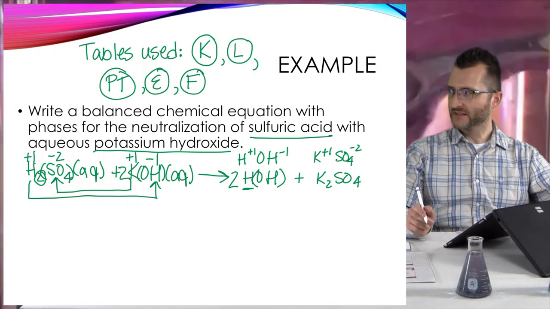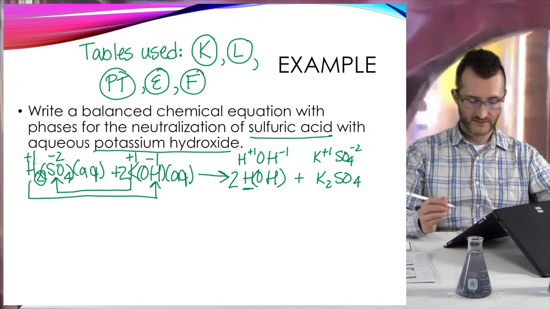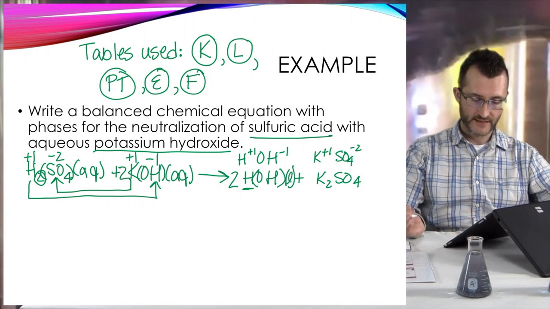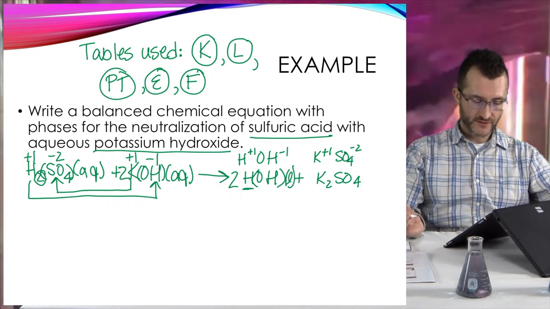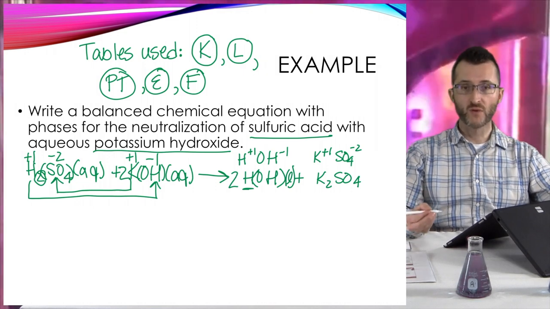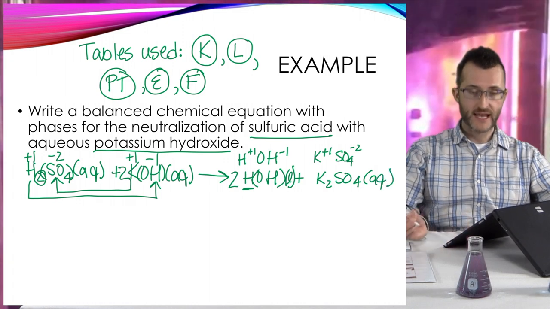So I'm not gonna use table F for water. Water is just a liquid. It's a substance, right? So we did have some rules that we already went over for those. Yeah, you're right. Water is a liquid. Okay. And then K2SO4, if I look on table F, K plus one is a group one ion. Those are always soluble. So this one should be aqueous.